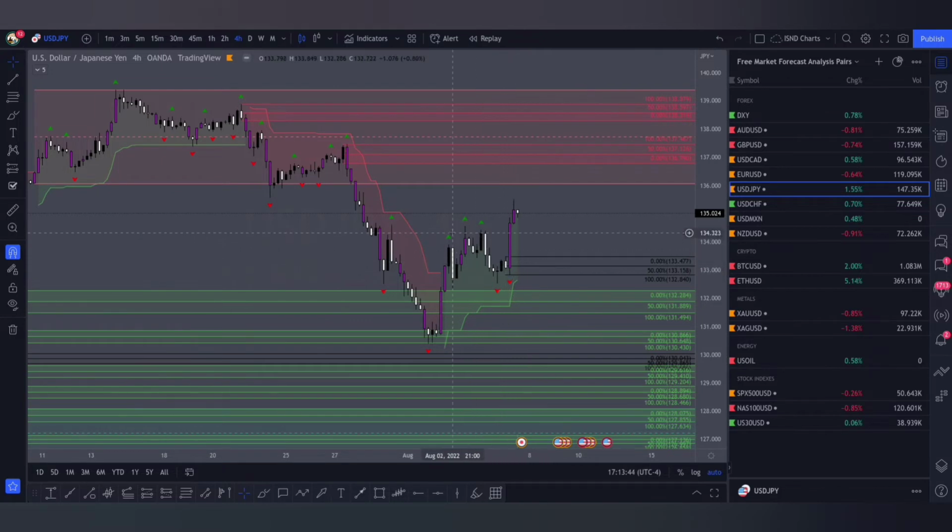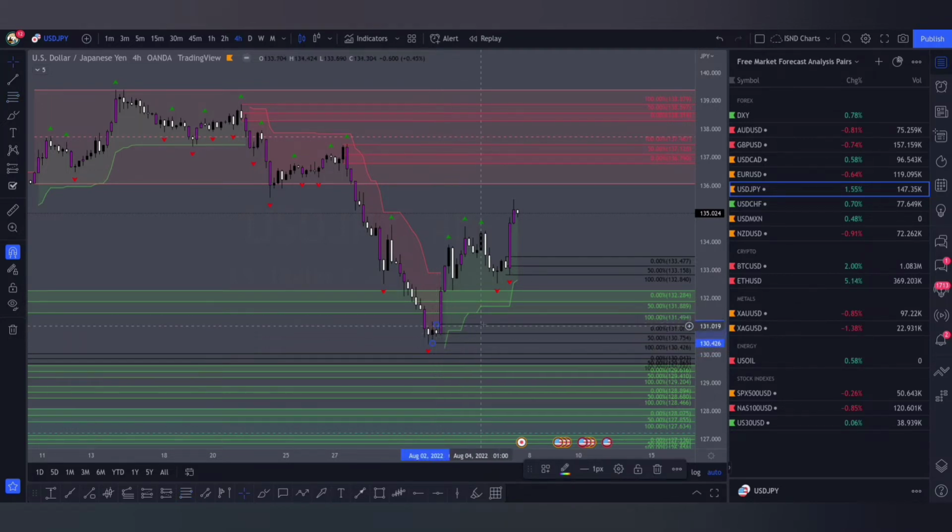This demand zone did take out this high here, leaving us with an unmitigated demand zone, as well as other unmitigated demands down here. I'm going to go ahead and put this in here. This would be an unmitigated 4-hour. All right, so I will be looking for USD Japanese yen to come down, possibly inside of this demand, and wait for my trade confirmation to buy it going to the upside.